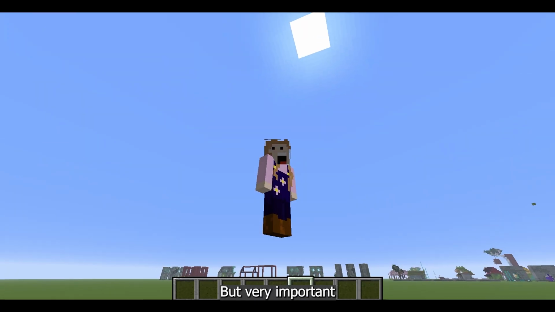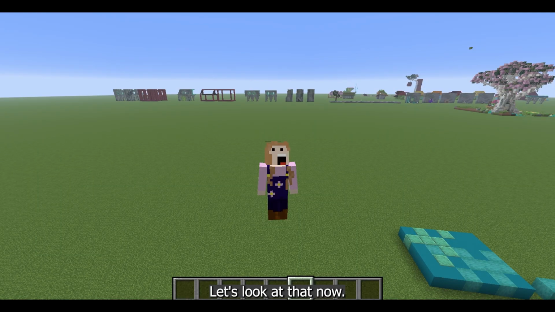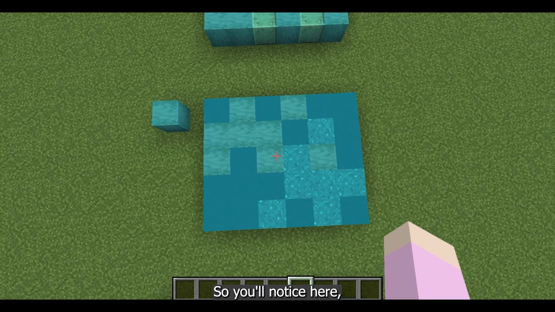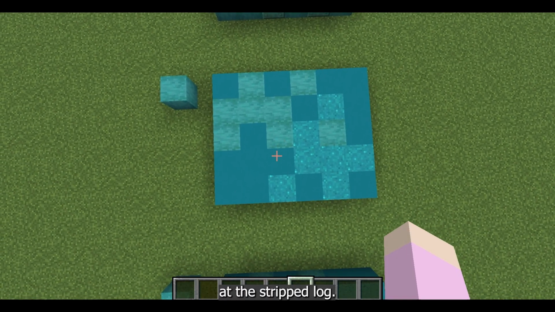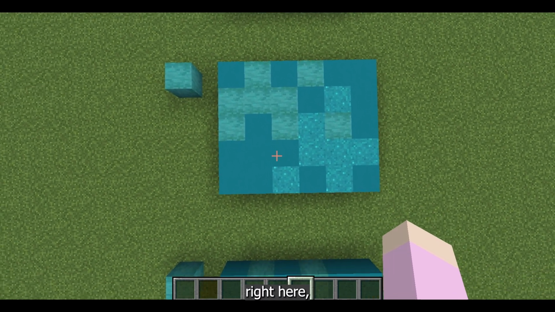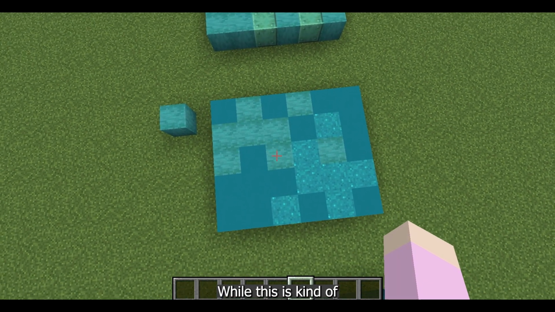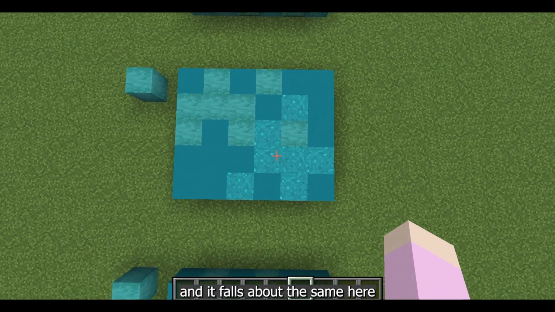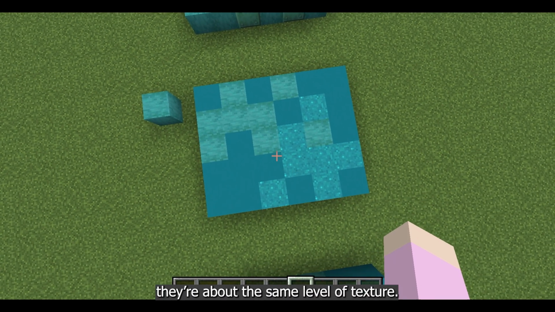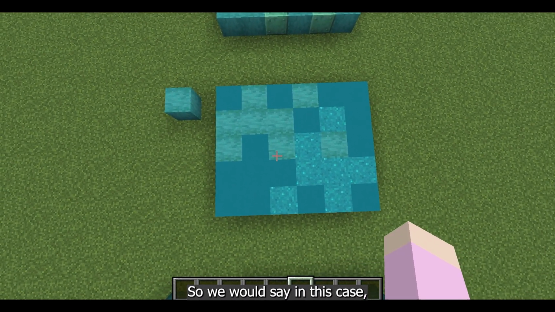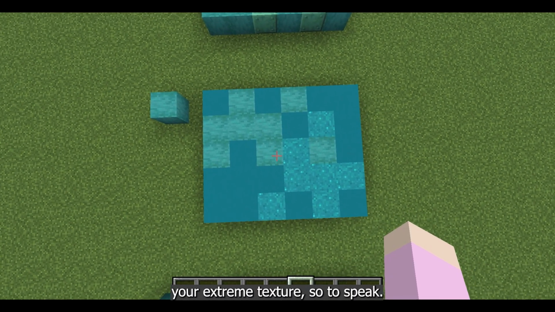But very important, flats are what we would call relative. Let's look at that now. So you'll notice here, first of all, this is our central block that we're looking at, the stripped log. So in this pattern right here, this concrete is clearly the flat. Well, this is kind of one of the higher textures, and it falls about the same here with the powder concrete. They're about the same level of texture.